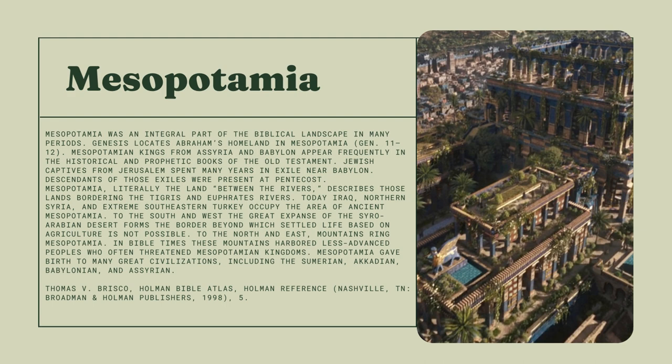Now, there are four rivers that are named in that early part of the text, but we often go back and think about those two rivers, those which are the Tigris and Euphrates.